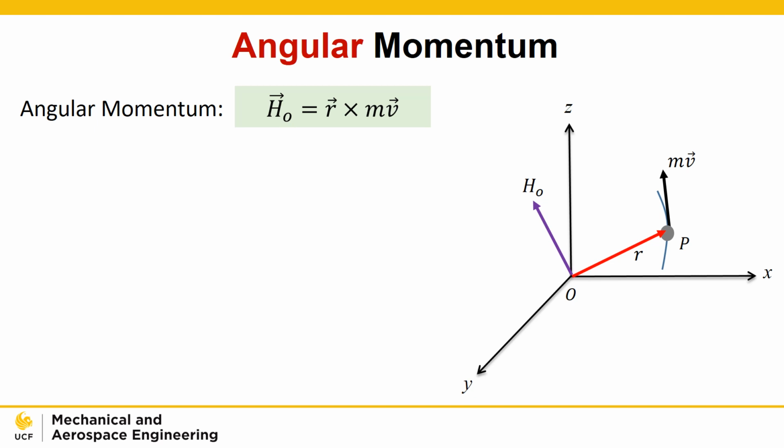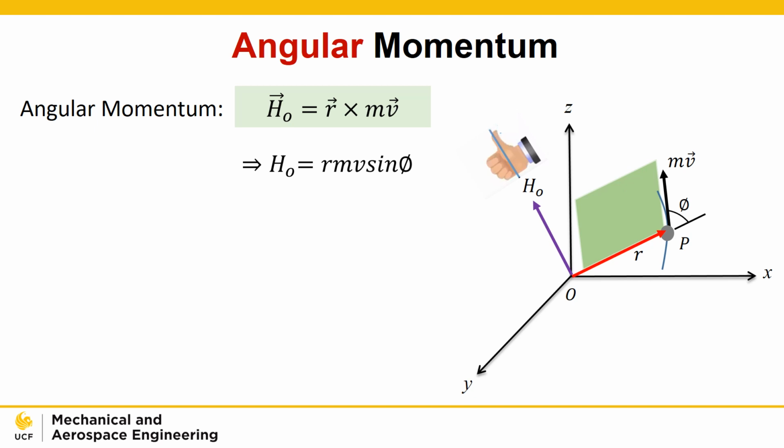The angular momentum HO is perpendicular to the plane containing the vectors r and mv. The magnitude of the angular momentum HO is given by the scalar equation HO is equal to r m v sine phi, where phi is the angle between the vectors r and mv. We can determine the sense of the angular momentum HO from the sense of the linear momentum mv by applying the right-hand rule.